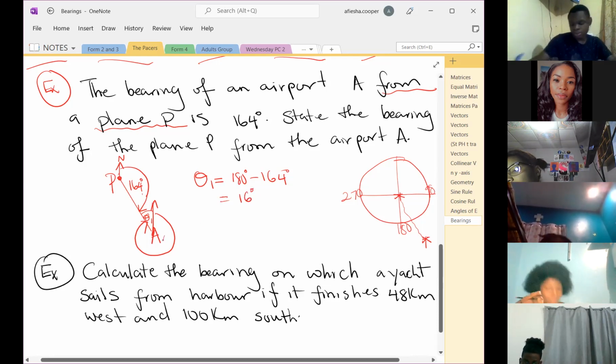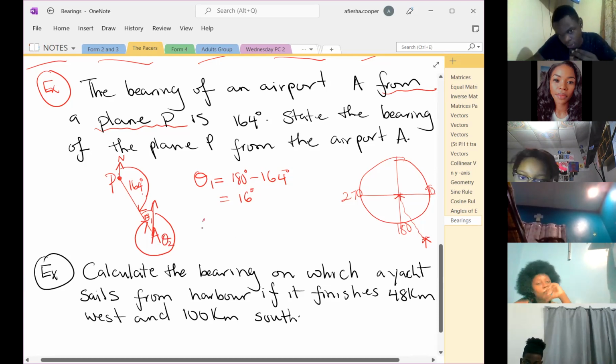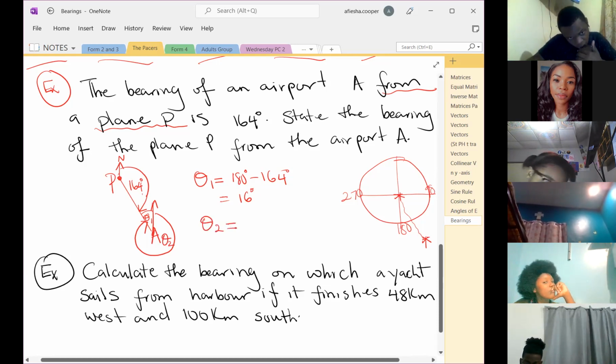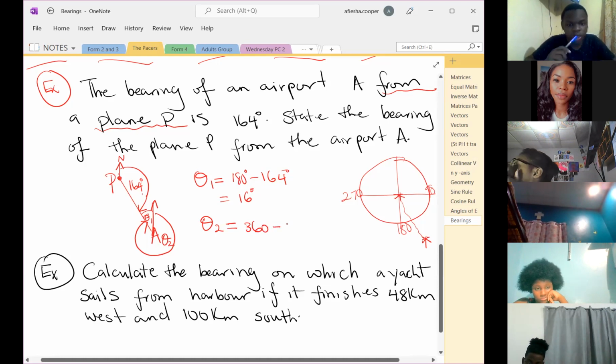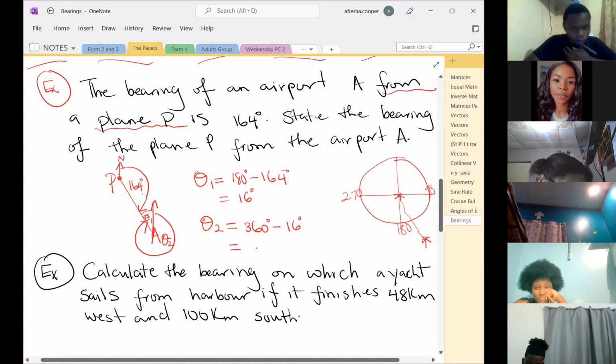Now, how do we find theta 2, which is the actual bearing? Someone else. 360 subtract 16. 360, take away 16. How much is that? 344. 344 degrees. Make sure we put in our degrees.